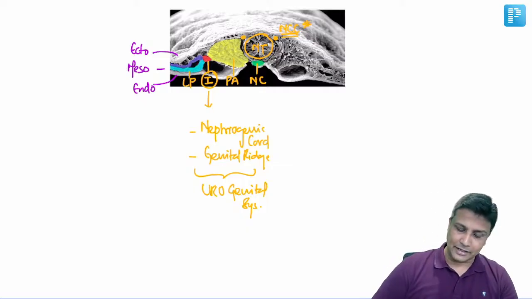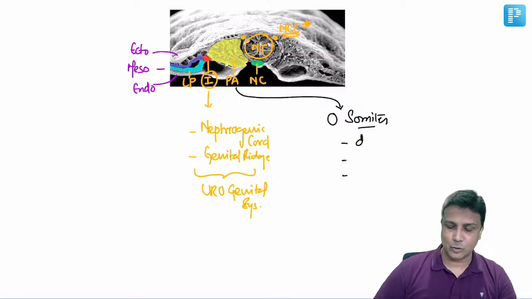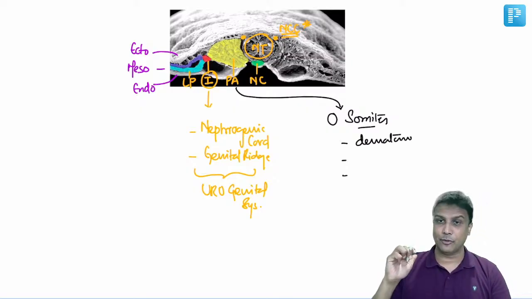Now welcome to the paraxial mesoderm. Paraxial mesoderm is going to form a spherical ball-like structure known as somites, sir. Now these somites will again have three parts. One will be the dermatome. It is going to form the dermis of the back of the body.